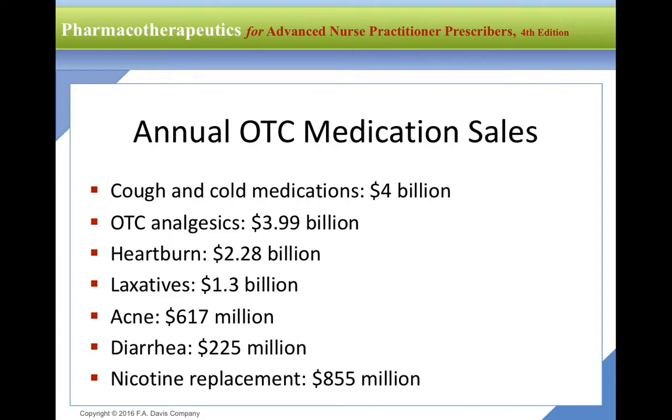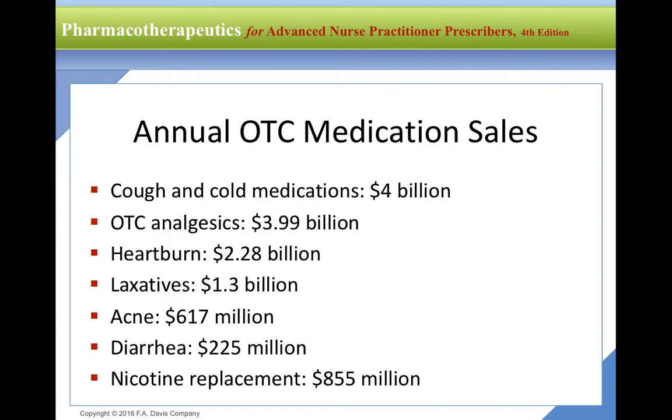OTC analgesics are a big one. Of course, that's naproxen, Motrin, Tylenol, things commonly used for headaches or small pains. Heartburn has jumped up a lot with the PPIs and H2 antagonists becoming over the counter. Laxatives, acne, diarrhea, and nicotine replacement, which continues to grow as people try more and more to stop smoking.